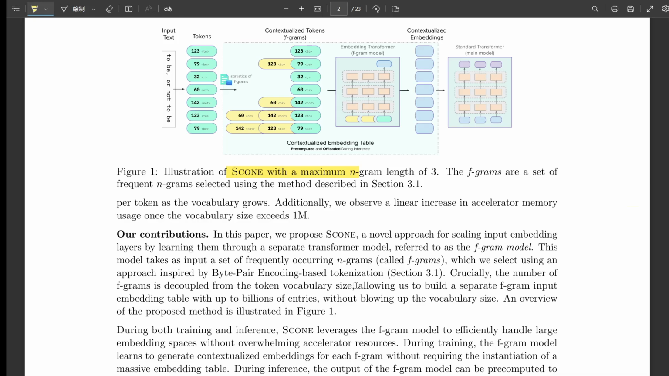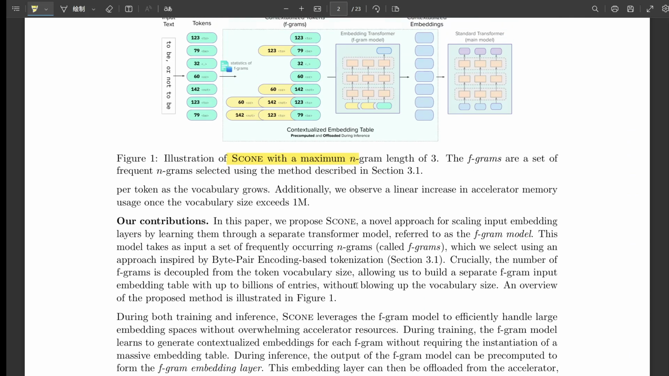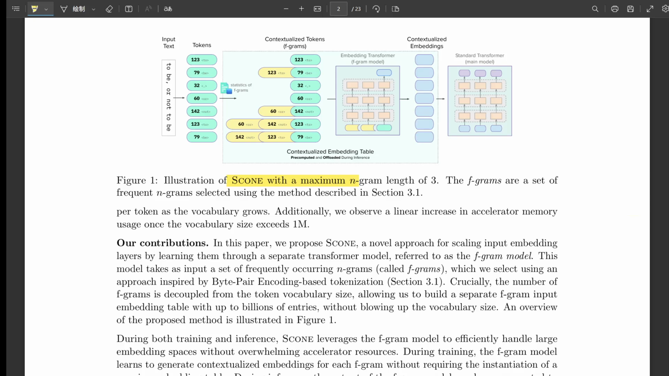Clever. But wait, if you have to run this extra MathCal F network every time you see an f-gram during inference, when you're actually using the model, wouldn't that slow things down? Add extra computation. And that brings us to the third key innovation, the real deployment magic, you could say: the offloading. Once the training is all done and the MathCal F model has learned how to generate good f-gram embeddings, they basically pre-compute the outputs of MathCal F for all the selected f-grams, just run everything through at once. This creates that massive static lookup table we talked about, the f-gram embedding layer.